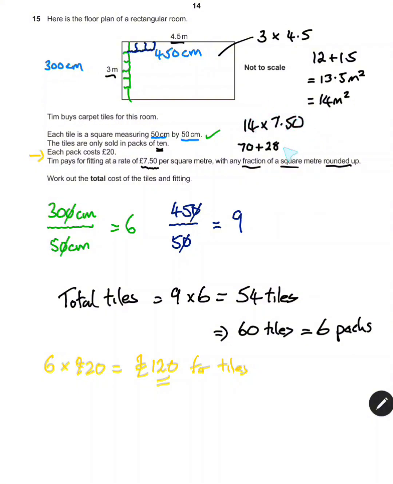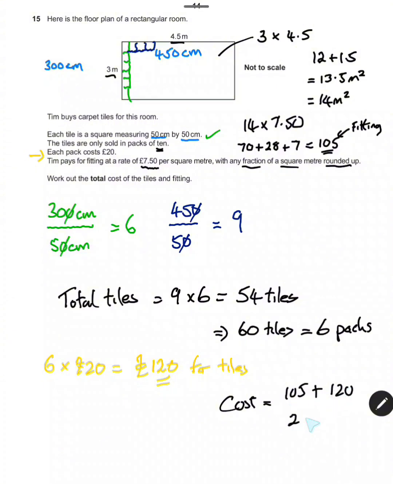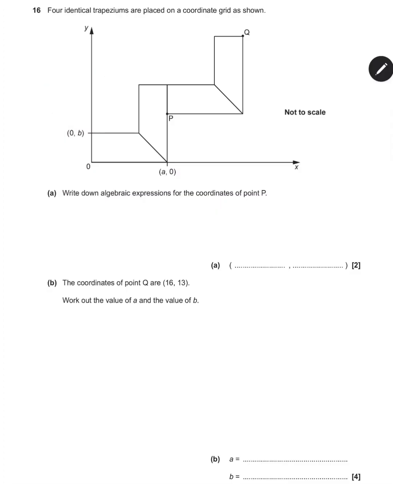0.5 times 14 is a half of 14, which is 7. 70 add 28 is 98. Added to 7 is £105. This is what we pay for fitting. Down here is what we pay for tiles. Total cost is 105 added to 120, and that's going to be £225. So question 16 is absolutely disgusting.